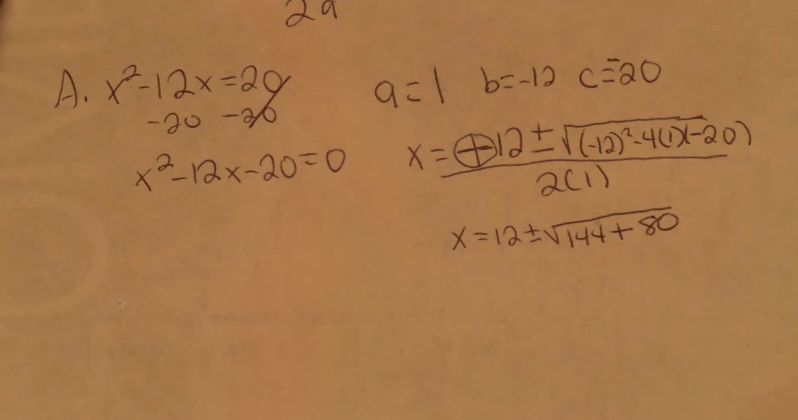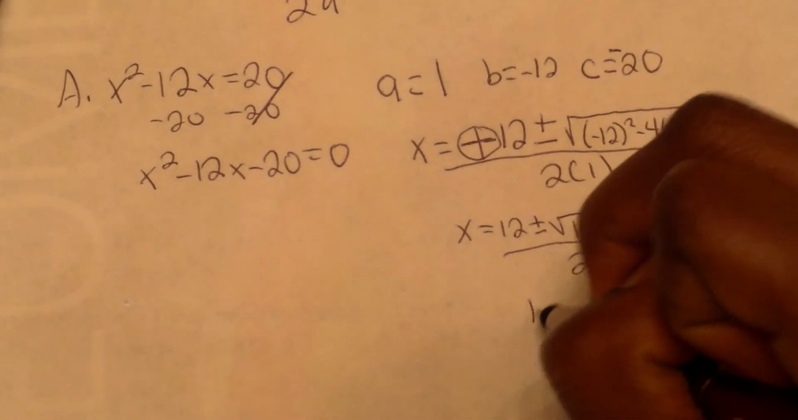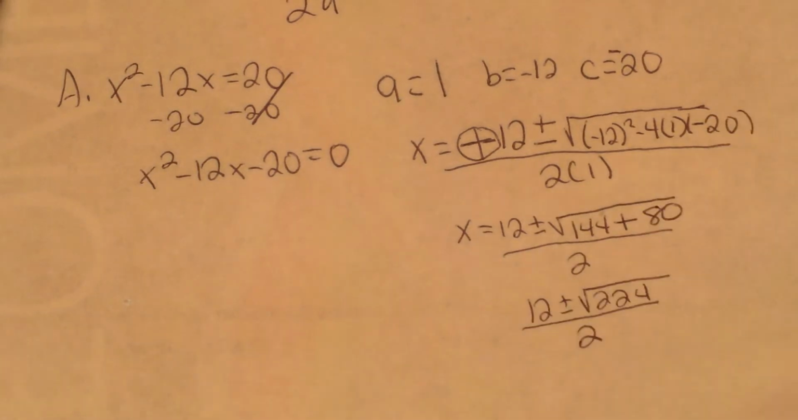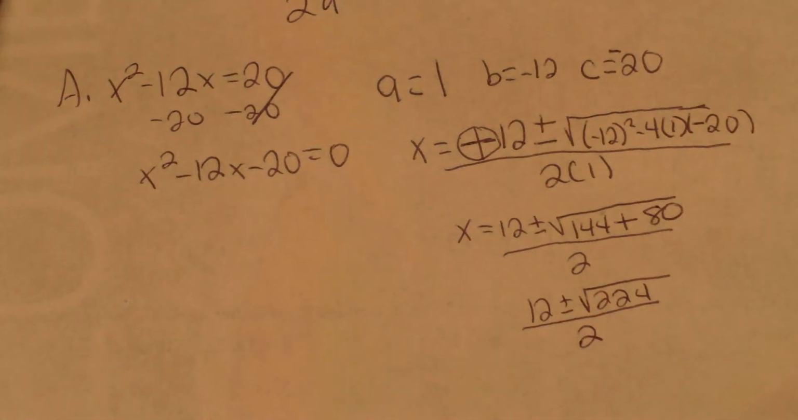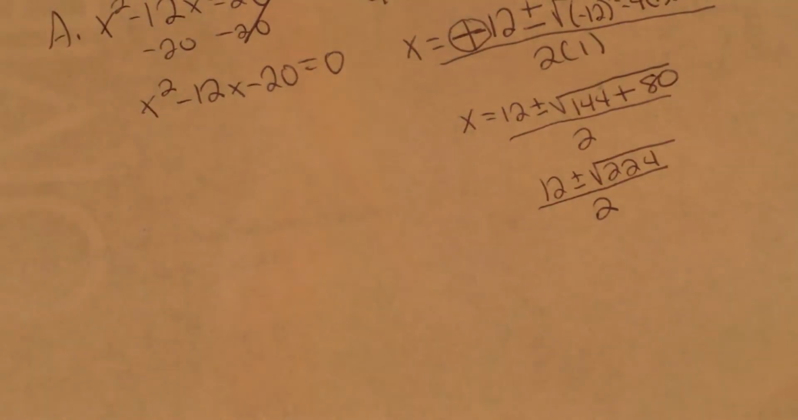Just double checking. Let me see. Negative 4. So it's positive 80. Okay, so then from here, we're going to add the 144 plus the 80. And we get, oh, it's all over 2. 12 plus or minus the square root of 224 all over 2. Is there a square root of 224? Let me see.